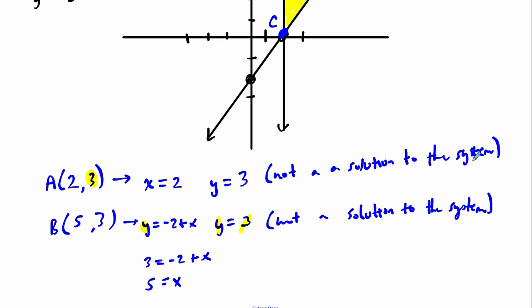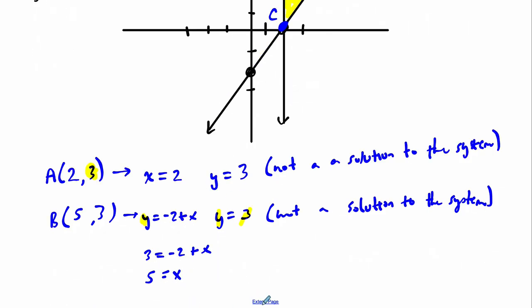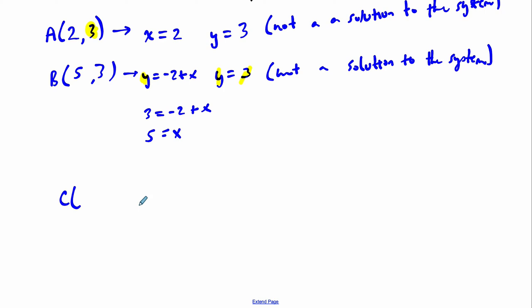Okay, then finally we get to a point that is a solution. It satisfies all three equations, and I'll show you how that works. But then we'll finish by confirming that points out here that are not shaded in this case are not solutions to the system. So the point C, I mean, you can see what it is. It's 2, 0. But let's just solve it, because you can clearly deal with situations that are not so easy.